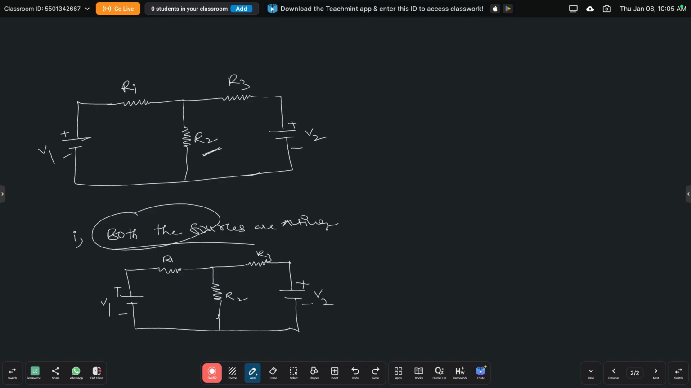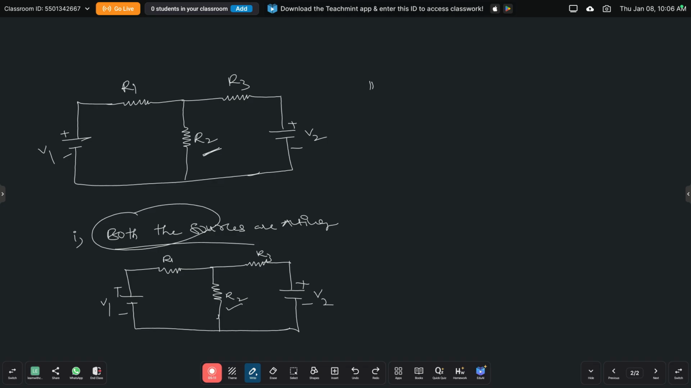So now we are going to find the current through this particular R2, by applying mesh analysis or nodal analysis. Whatever it may be, you just apply mesh or nodal and find the current through R2. So this is when both the sources are acting.